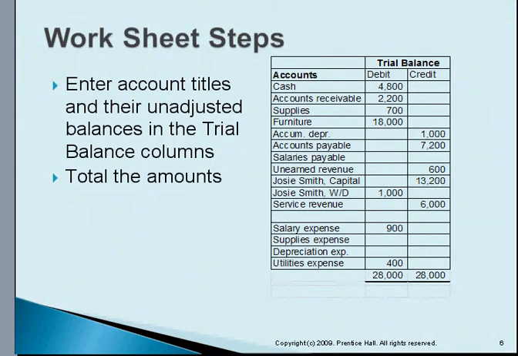Okay, so the steps for a worksheet. We know from Chapter 3 that we enter all of the accounts that are being used, meaning that have a balance, on the left-hand side. And in the first two columns, we label that the trial balance with a debit and a credit column. We list all the account balances. We add up the debits to make sure that they're equal to the credits.